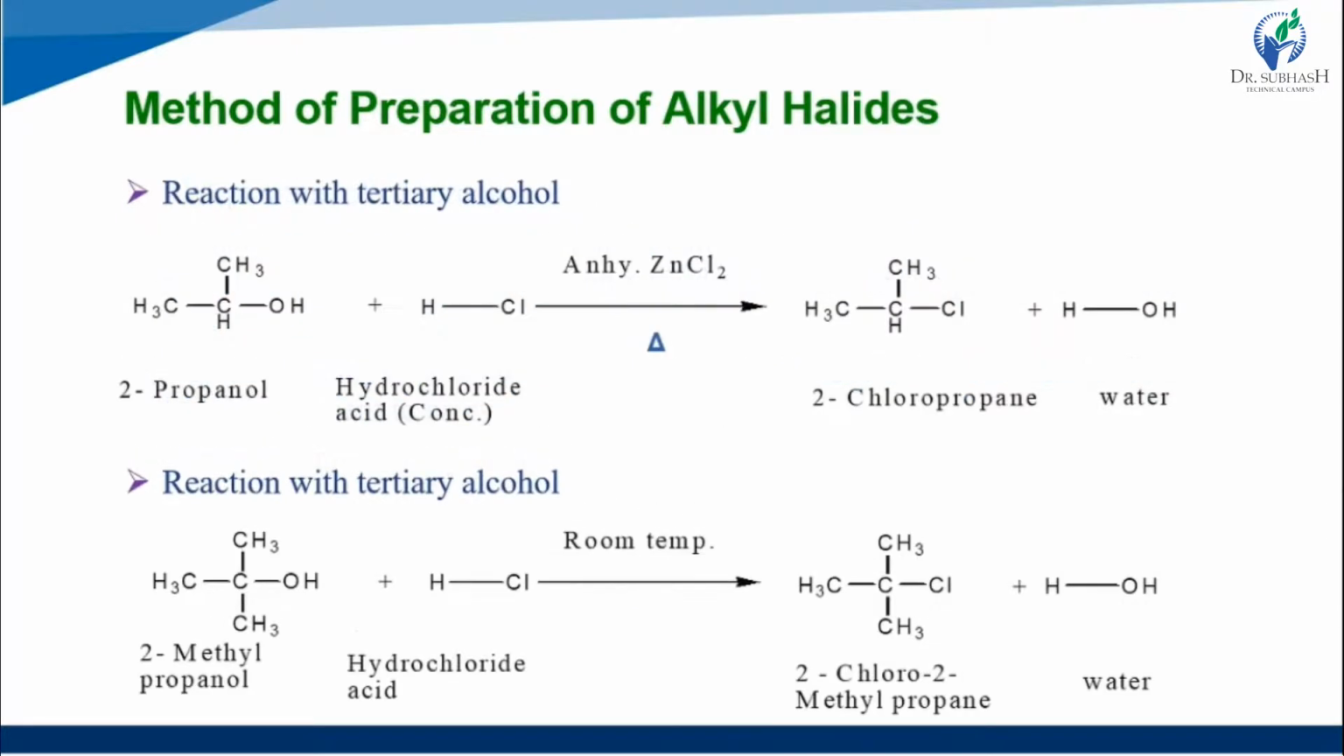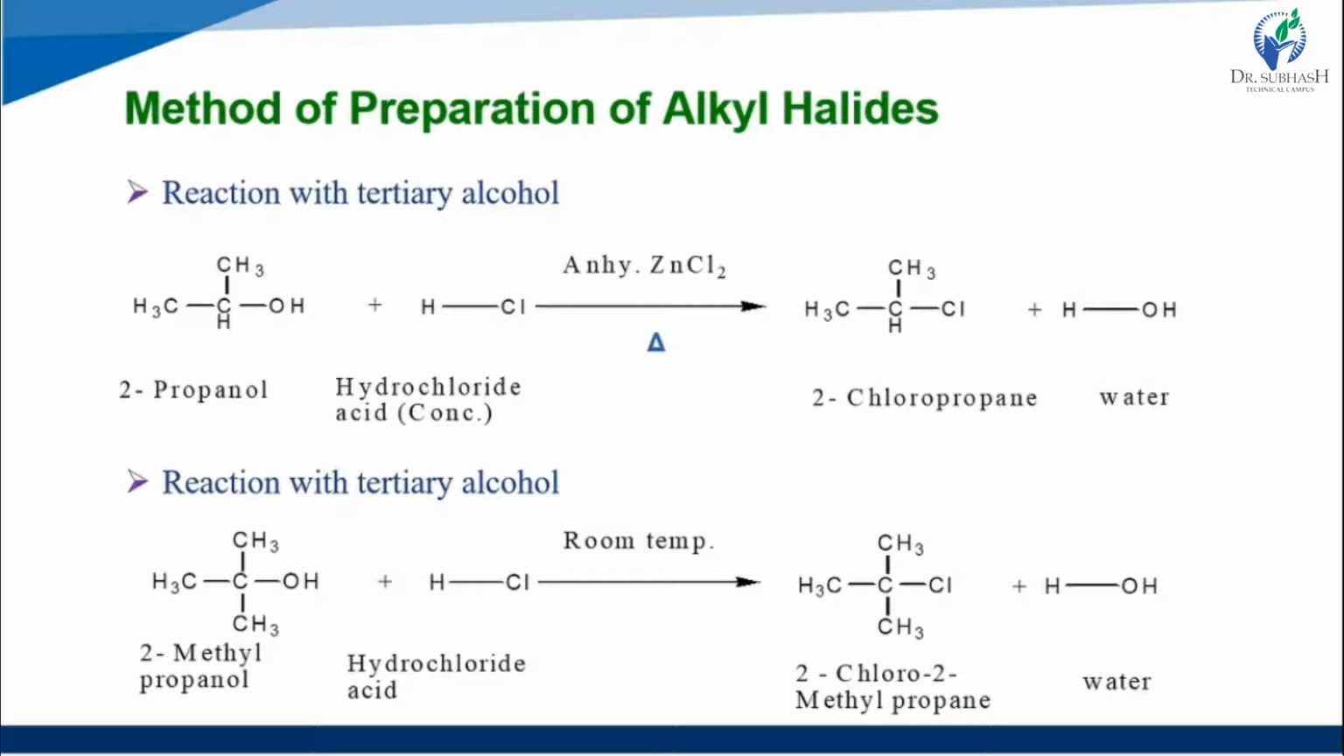Then the reaction with the secondary alcohol, that is propanol. We take propanol and react it with hydrochloric acid and anhydrous ZnCl2, that is a catalyst agent, at delta temperature, and 2-chloropropane is formed and a water molecule is removed.